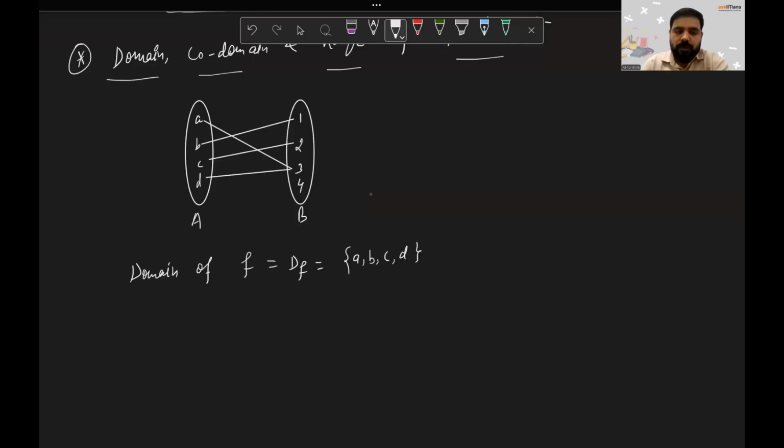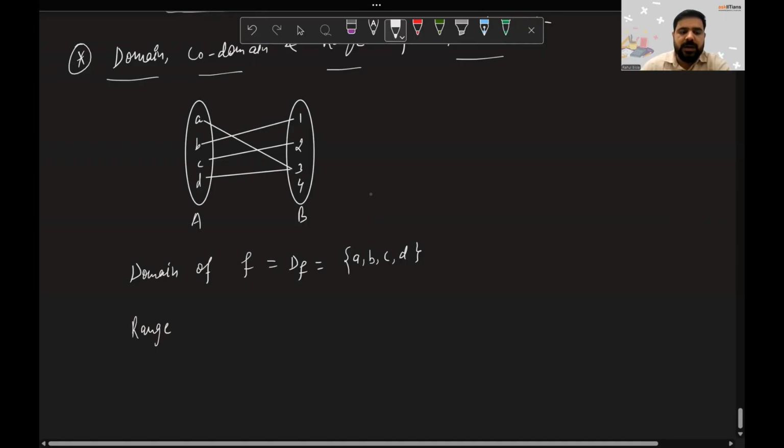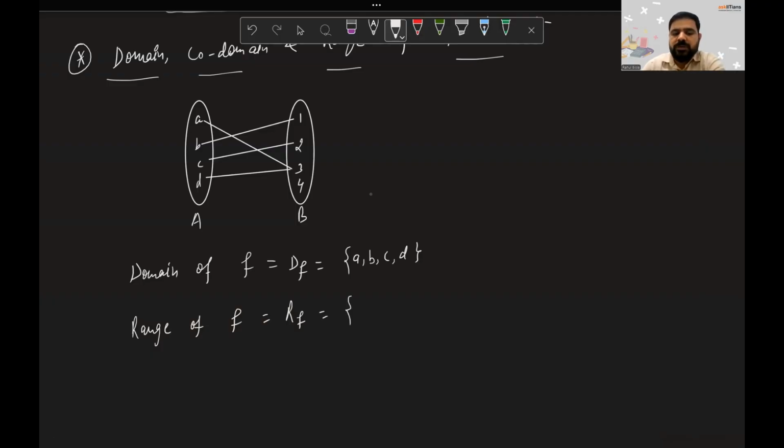I'm adding here 4. Okay. Now, if someone asks me what is the range of f, we denote this with capital R and subscript f. This is going to be just 1, 2, and 3. 4 is not in the range because 4 is not mapped to any element of set A, right?